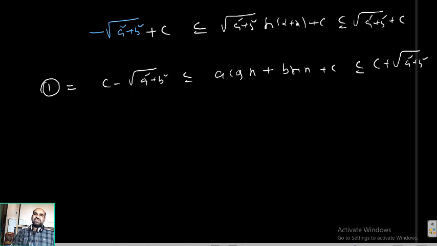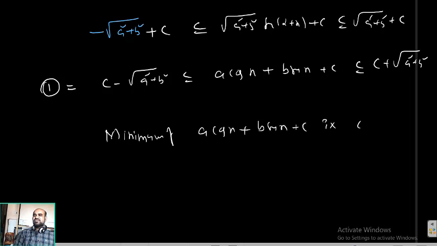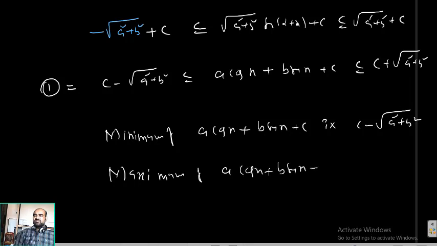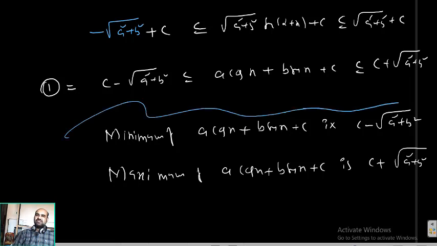The minimum of A cos x plus B sin x plus C is C minus root over A square plus B square. The maximum of A cos x plus B sin x plus C is C plus root over A square plus B square. Very, very important.